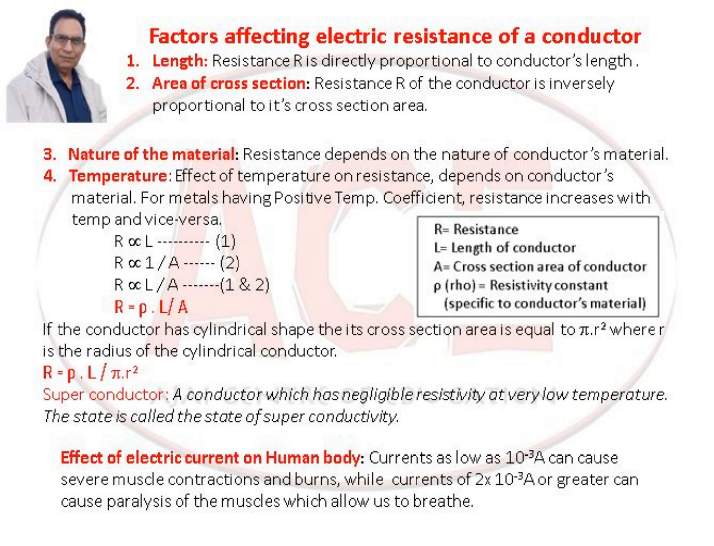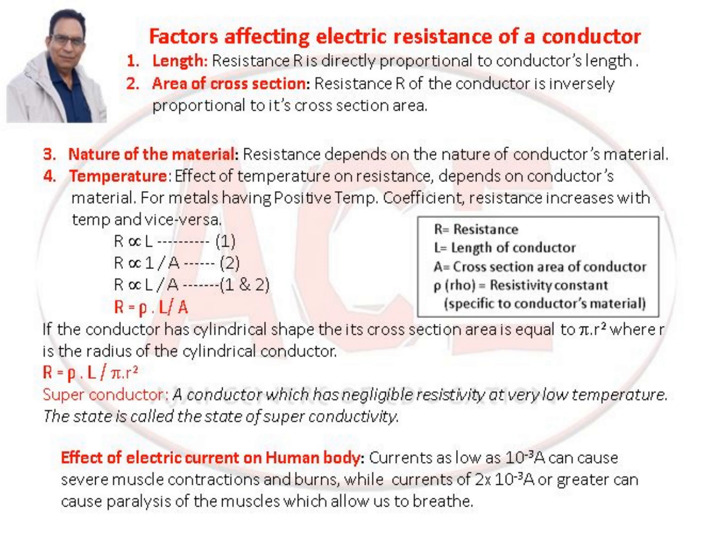R is directly proportional to L. R is inversely proportional to A. R is proportional to L over A. R is equal to rho L over A. R is the resistance, L is the length of the conductor, A is the cross section area of the conductor, and rho is the resistivity constant which is specific to the conductor's material.